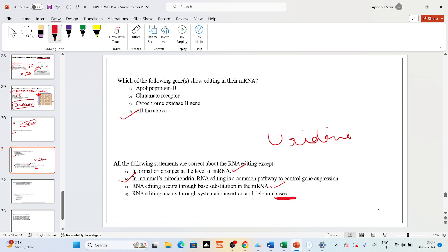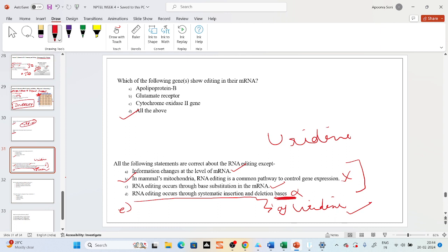If there would have been another option, E, here it would have been written insertion and deletion of uridine, then this would have become the correct statement and this would have become the incorrect statement. But here in these options, this is more correct in comparison to this. This is comparative. Comparatively, this is more correct. This is absolutely wrong. In mammals mitochondria, this is not true that RNA editing is a common pathway. This is an incorrect statement.